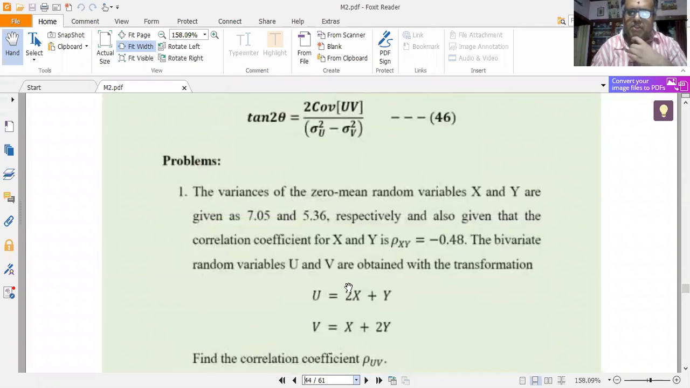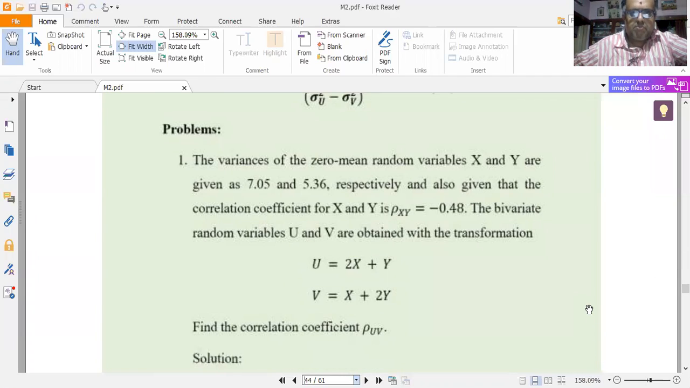The equations that we had derived and mentioned for the transformations of random variables play a very important role. We need to remember all the formulae here in order to solve the problems. First problem goes like this.